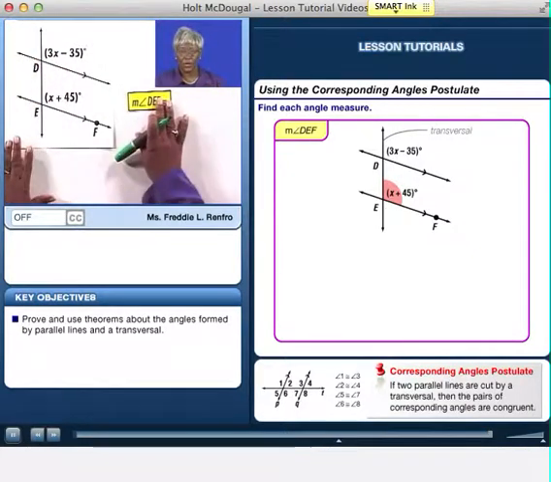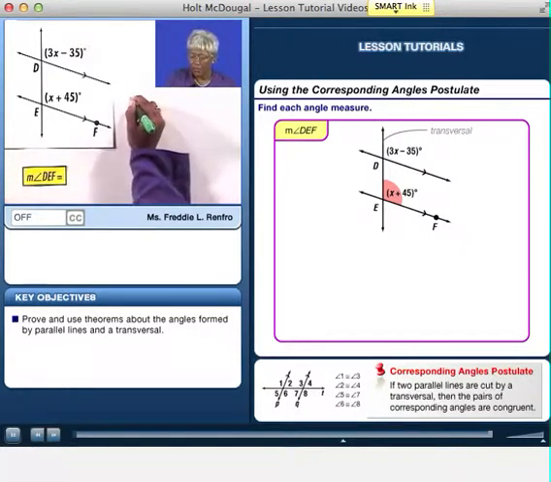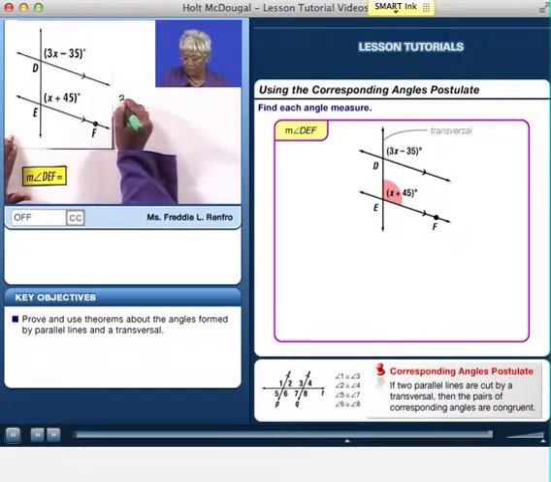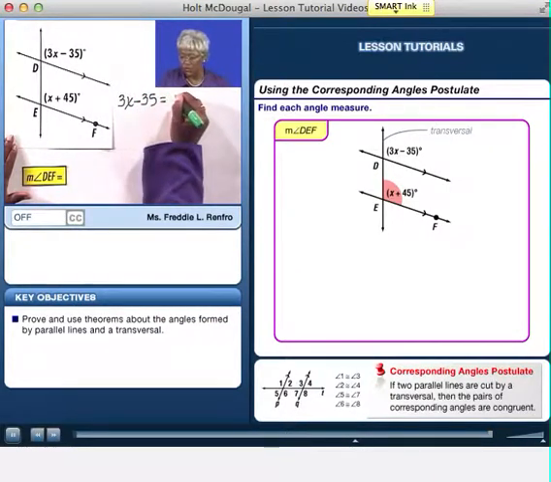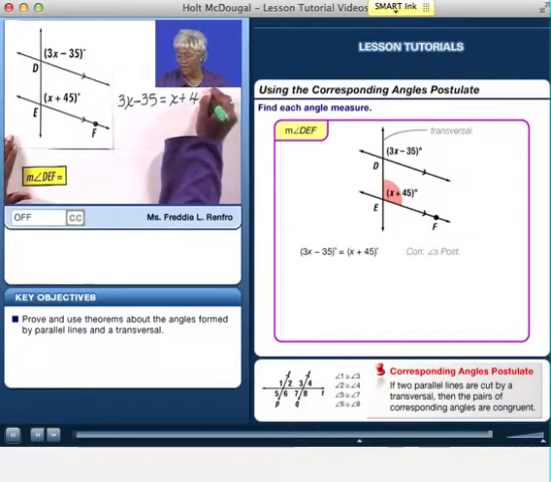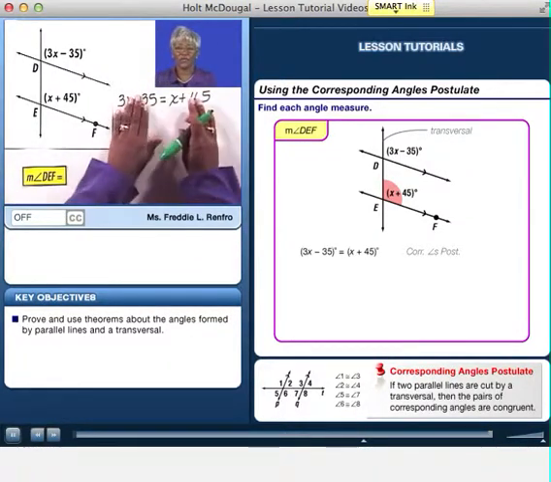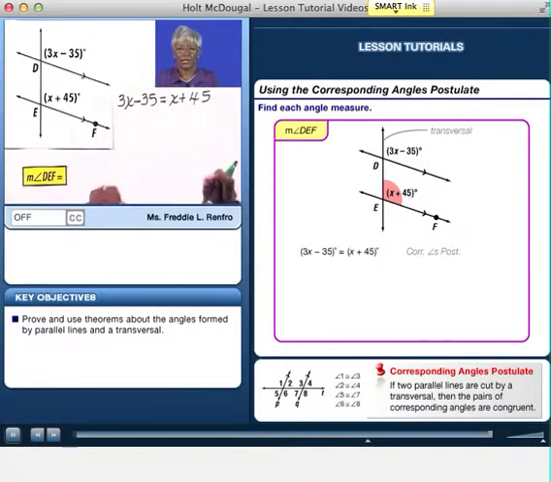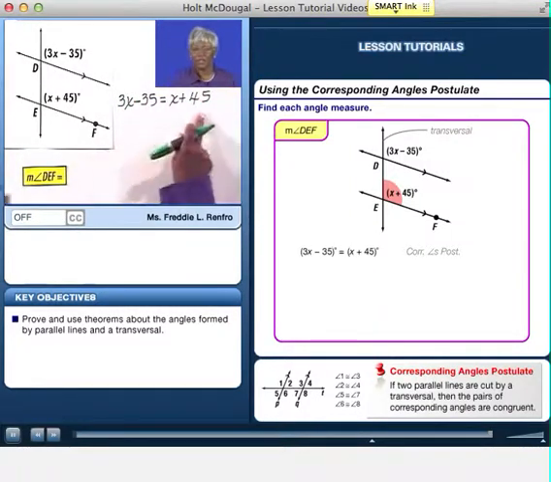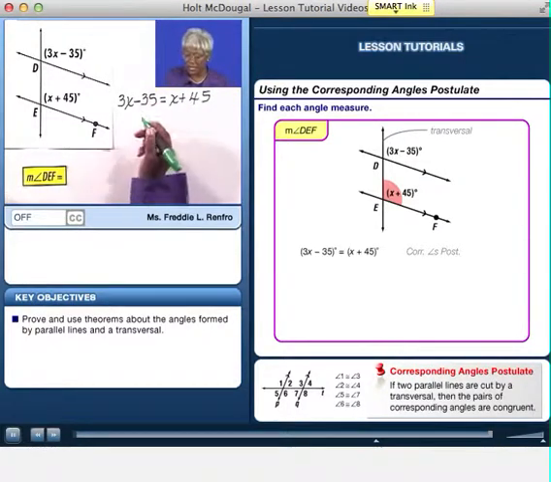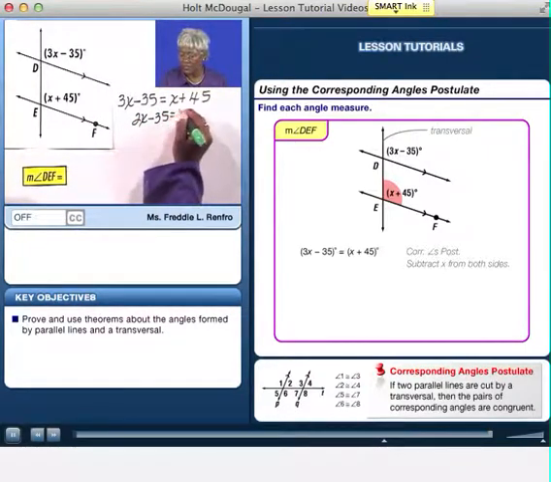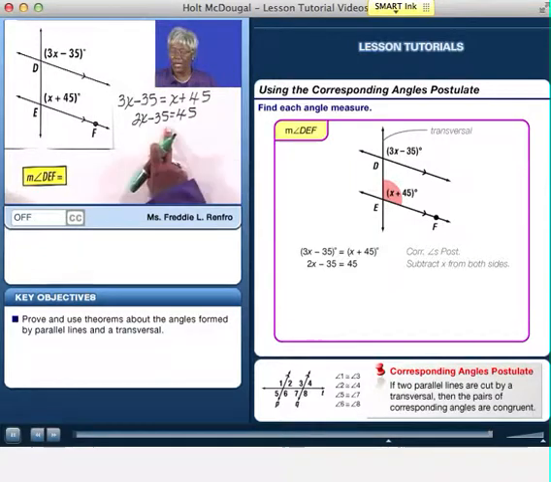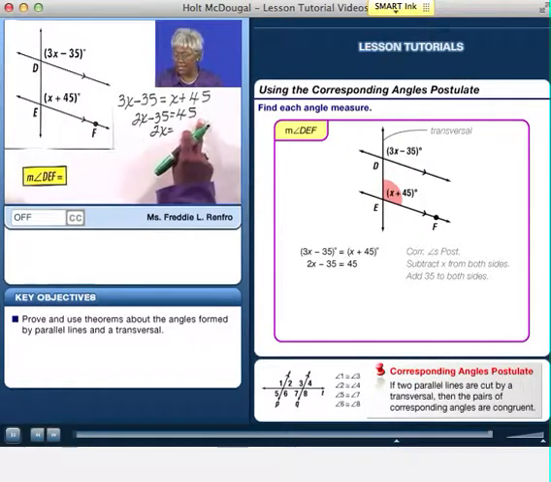So what I'm going to do is set 3x minus 35 equal to x plus 45, because both of these expressions represent corresponding angles and they are congruent. Now let's solve for x. I'm going to simply subtract x from both sides, and I get 2x minus 35 is equal to 45. Now I'm going to add 35 to both sides, and I'm going to end up with 2x is equal to 80.